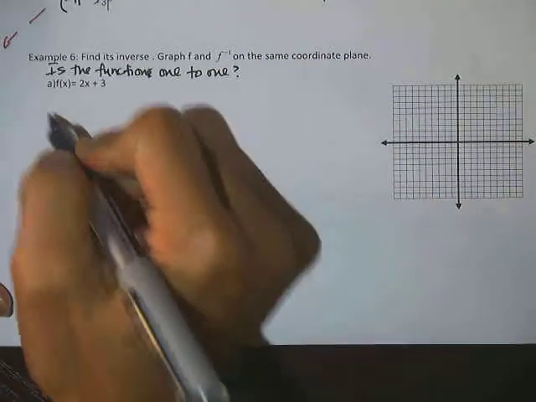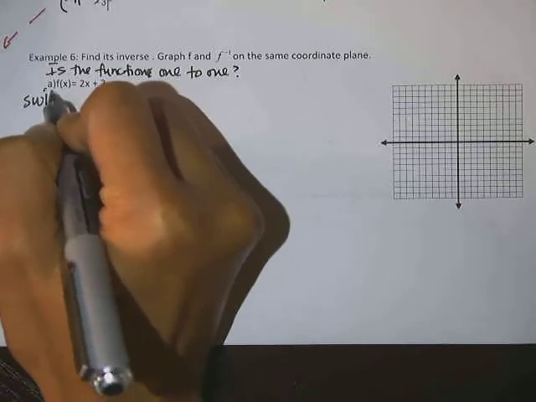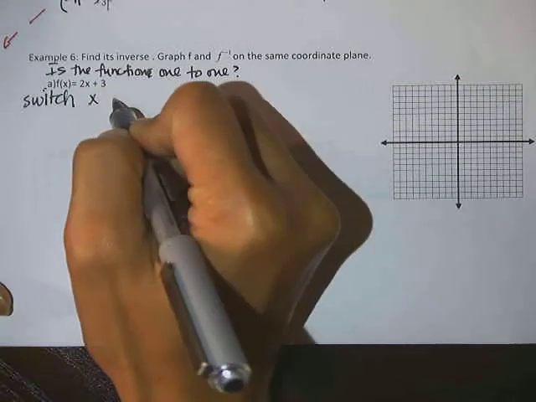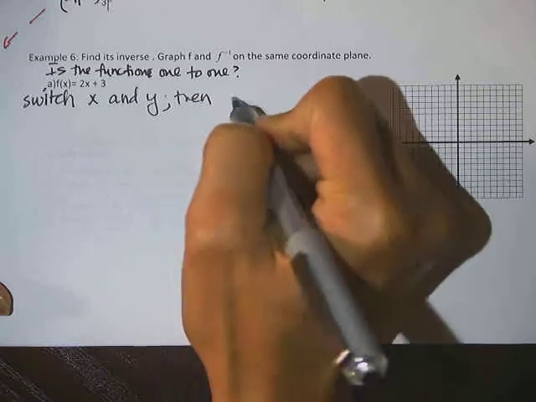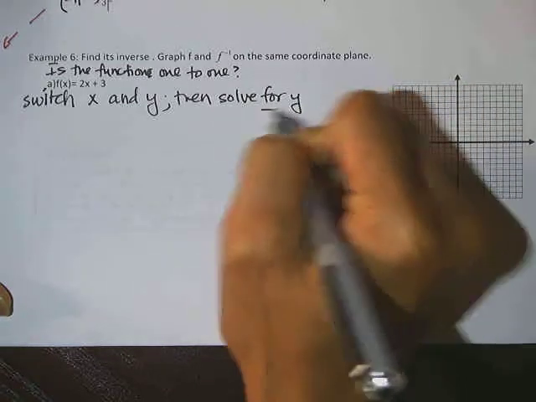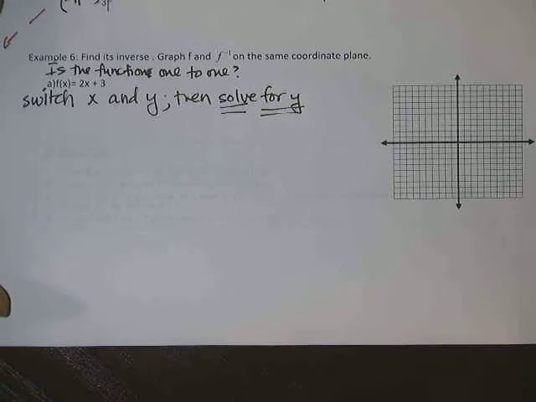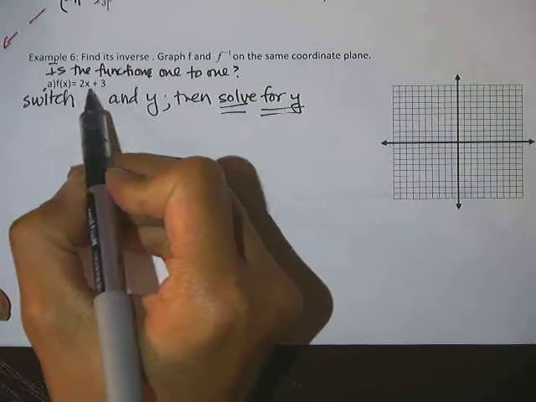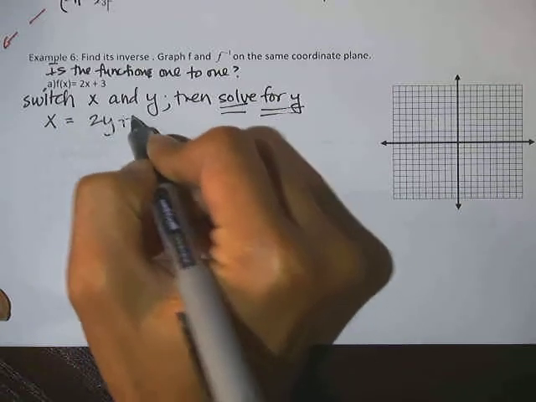So to find its inverse, we're now going to switch x and y. Okay, then solve for y. This piece is really important. You have to solve for y. You can't just switch it and then leave it alone. So this is y equals 2x plus 3. Now we're going to write x equals 2y plus 3.